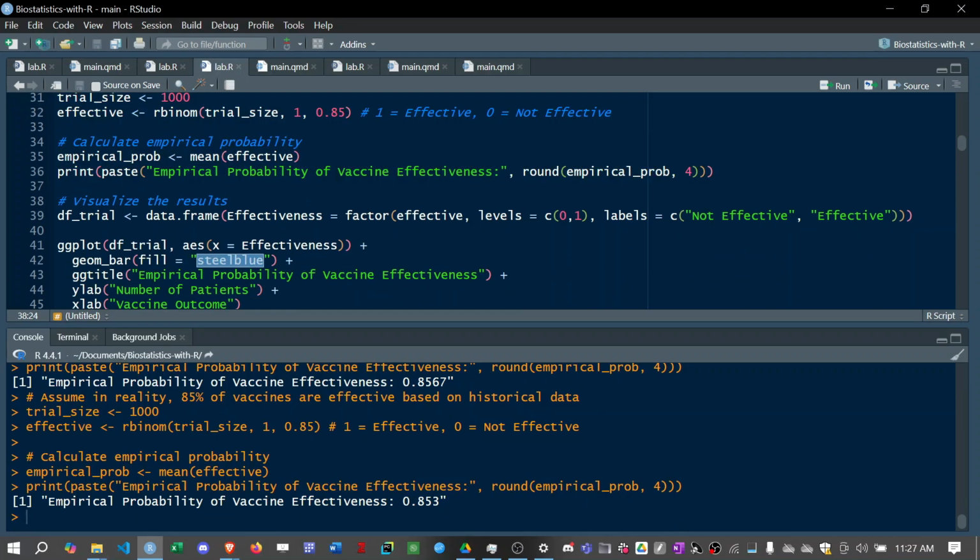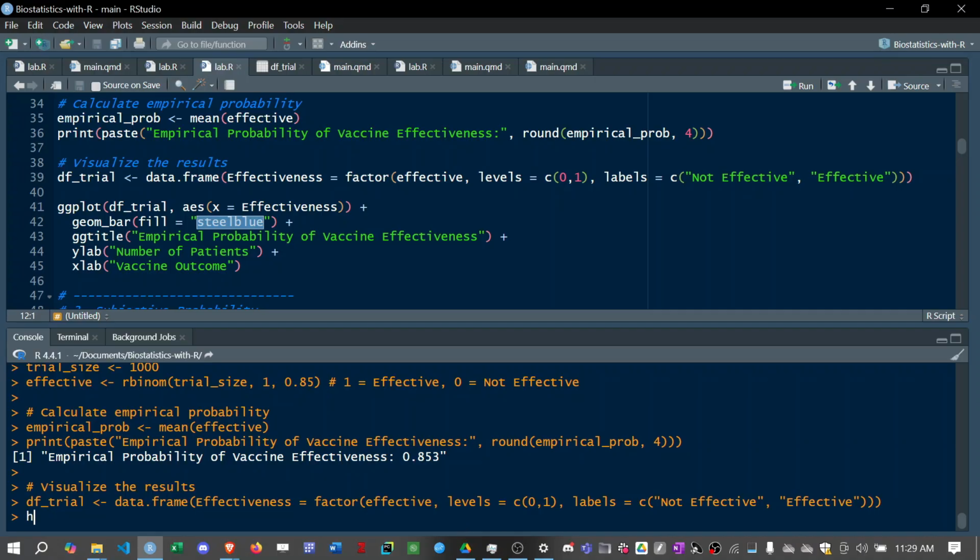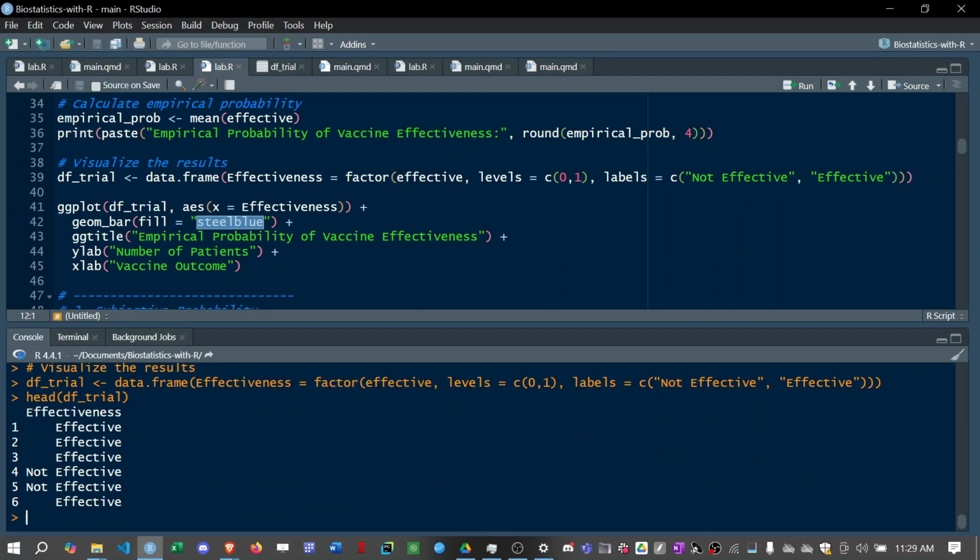We are creating a data frame. So let me just copy this and run it. What I'm going to do now is create the F trial. What we just did is create a data frame with a single column variable called effectiveness. Those that were effective are signified as effective, and those not effective are signified as not effective.